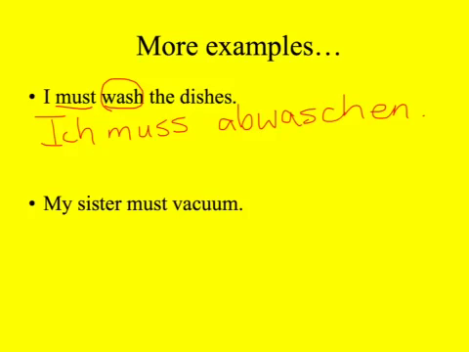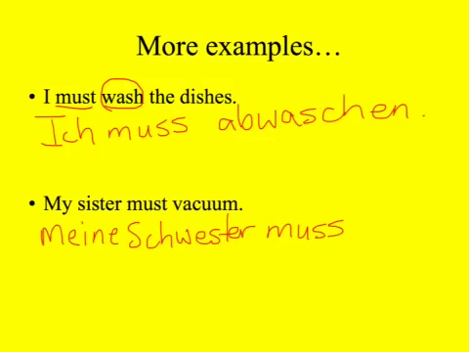Now let's have a look at something where it's not you, it's not an ich. My sister. If you think back, that would be sie, so meine Schwester, and the sie that was with the sie, es form was muss again, and then the word for vacuum, saugen. Meine Schwester muss saugen. Let's have a look at some examples where we add other details in now.